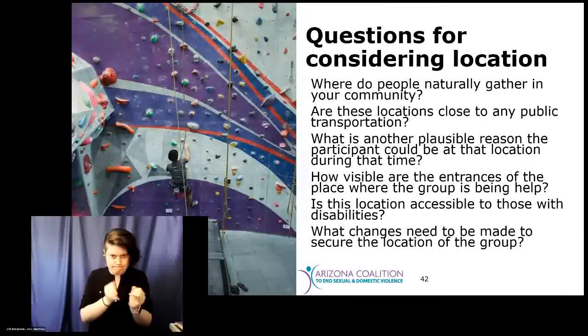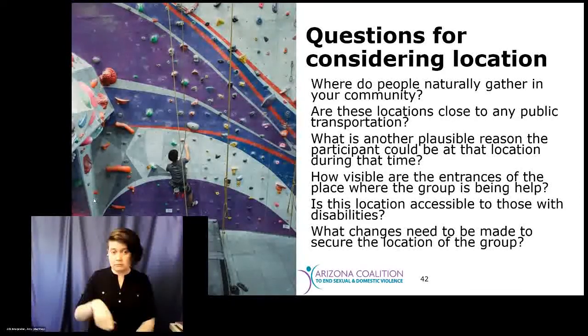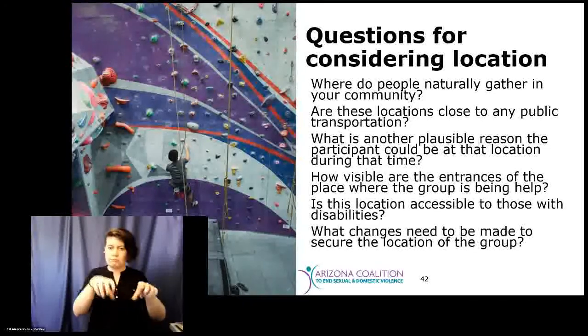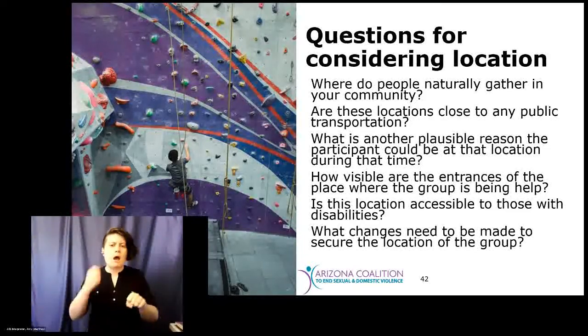How visible are the entrances of the place where the group is being held? Is this location accessible to those with disabilities? And what changes need to be made to secure the group location? What plausible reason could people have to be at that location during that time? Again, we need to make sure that we're trying to maintain people's confidentiality, so we should consider locations that people might frequent for other reasons.